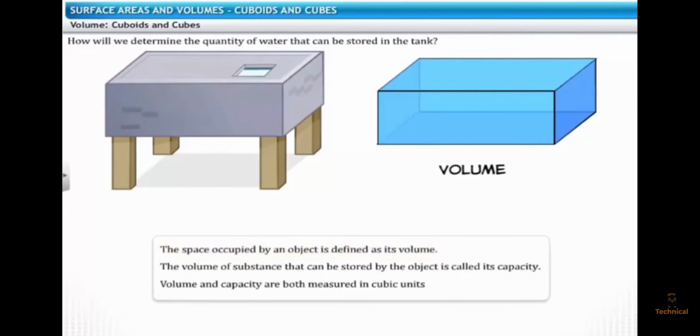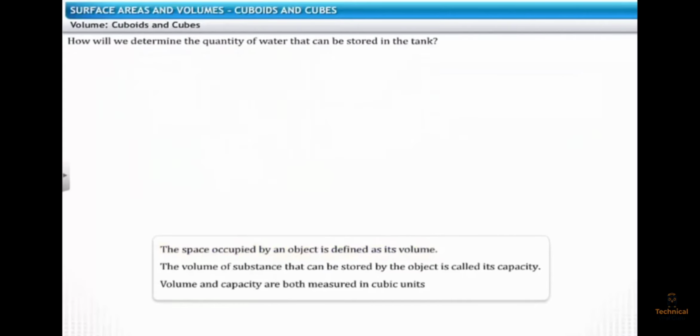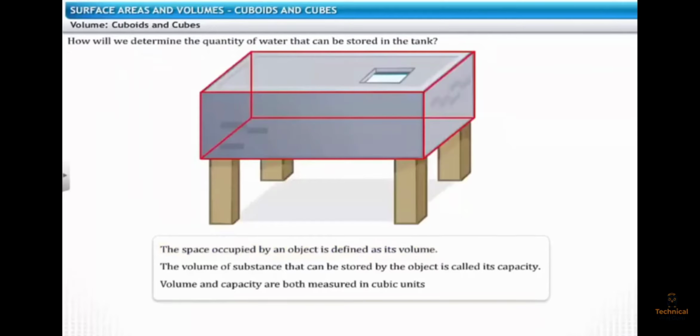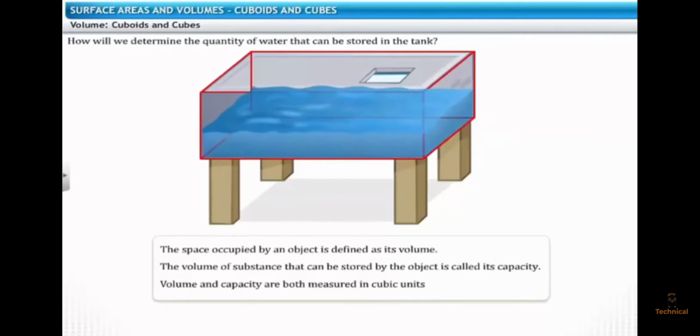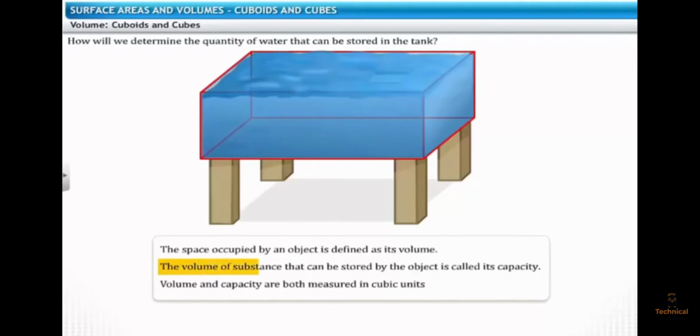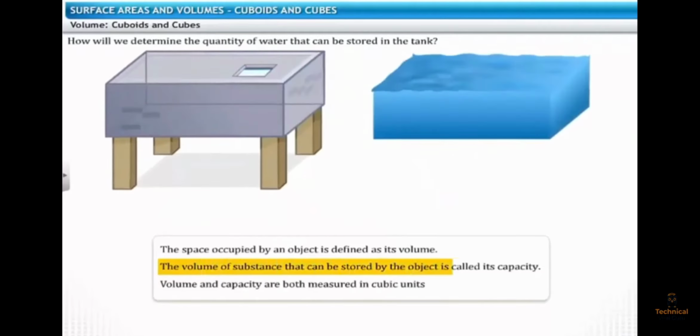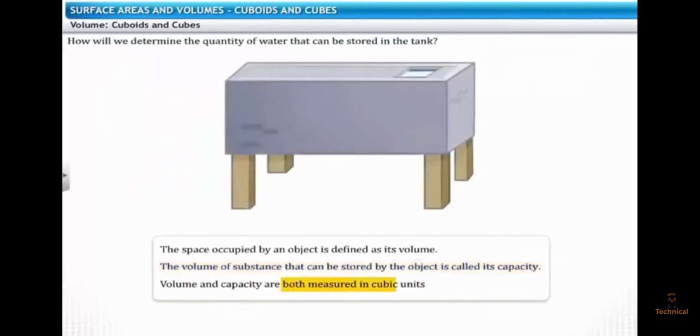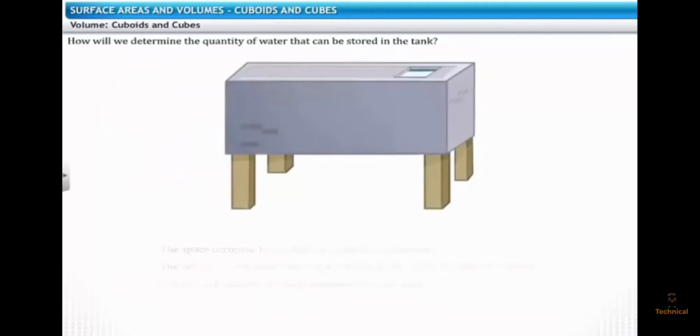Now, if the object is hollow, its inner space is empty. The empty space can be occupied by air or it can hold some liquid. The volume of substance that can be stored by the object is called its capacity. Both are measured in cubic units. Now, in case of the tank, if its length, breadth, and the height is known, then we can derive the formula to calculate the volume of the tank.